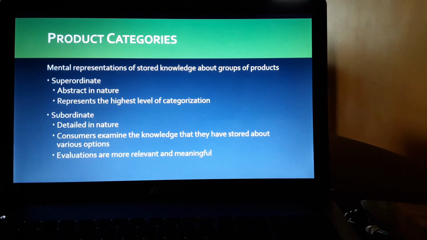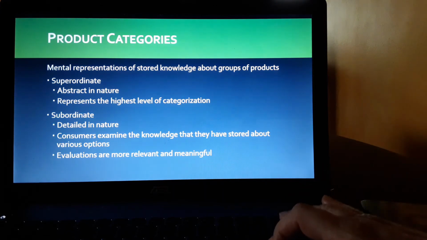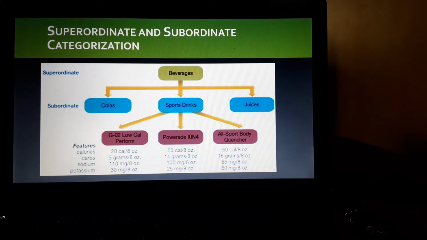Subordinate are things that are lower, more mundane, I guess, more detailed. Consumers actually examine the knowledge they have stored about various options. They try to understand that. And evaluations, generally speaking, are more relevant and meaningful because they're more tied to reality, or not necessarily reality, but the current situation. So superordinate and subordinate. So beverages, for example. Superordinate would be the beverages. Then subordinate are the cola, sports drinks, juices, and then going down at each level after that.